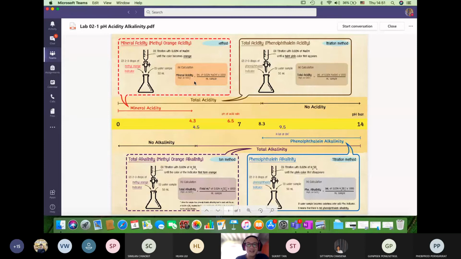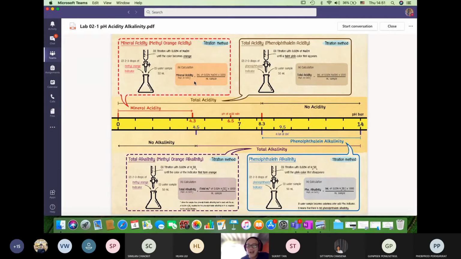For the acidity, how do we measure the acidity? In order to determine acidity, you have to titrate against a base. The base that we normally use as the titrant is sodium hydroxide. The concentration is 0.02 normal. Have you ever heard this unit, normal?